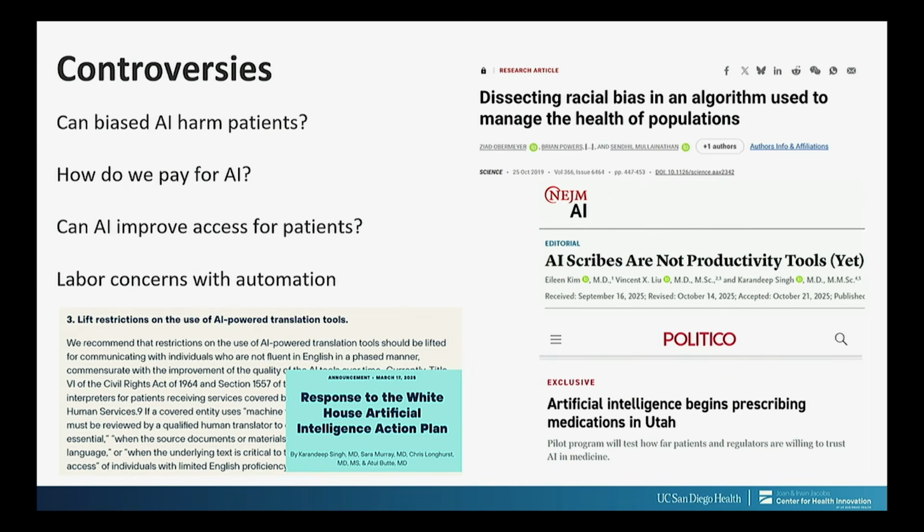Because the usual care is usually the comparator arm, and it's often not great. And so we're often thinking about what does it currently look like, and is it better with AI versus not? And sometimes it's not, and sometimes it is, but we have to have a realistic way to look at that. How do we pay for all this?